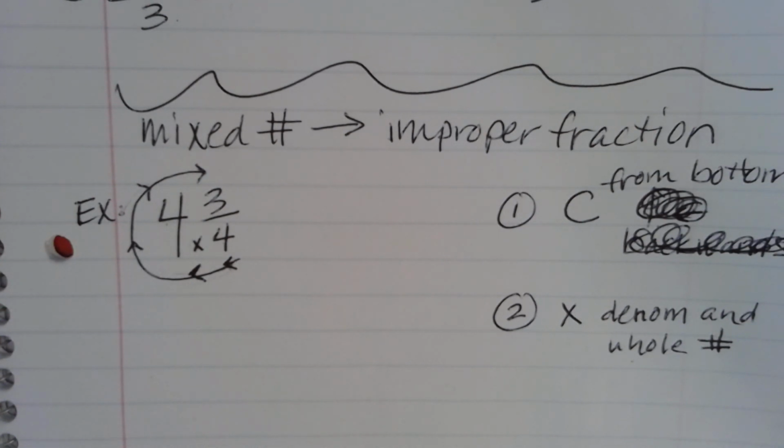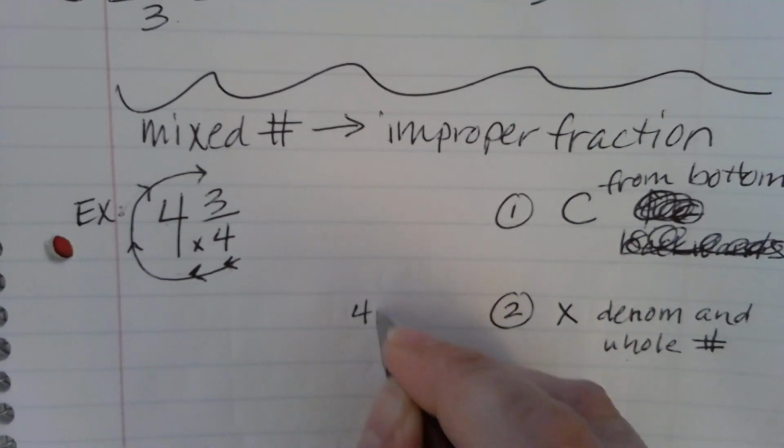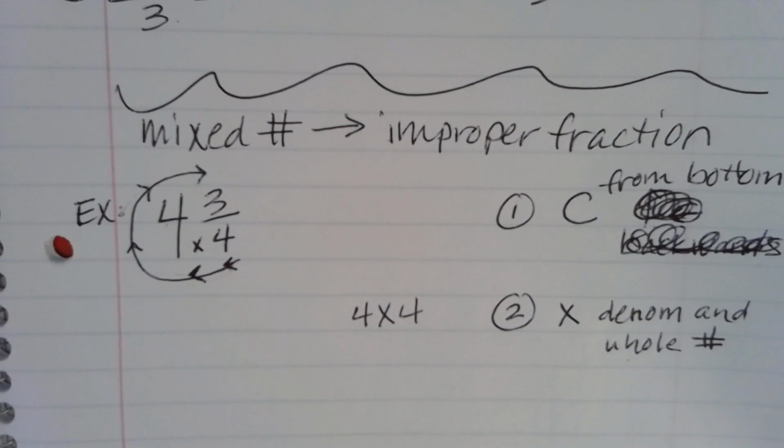You guys just stay for 1 minute. I want you to finish these notes. Denominator times the whole number. Is everybody with me? So that will be 4 times 4. I'm just going to write it here next to the 2.